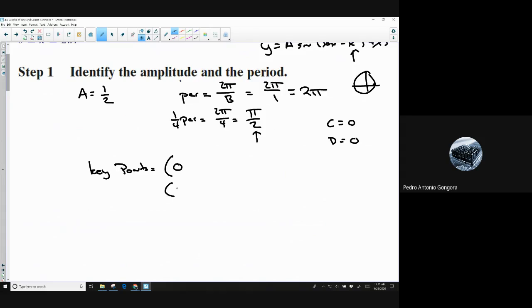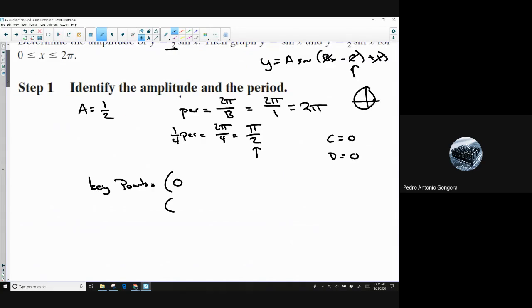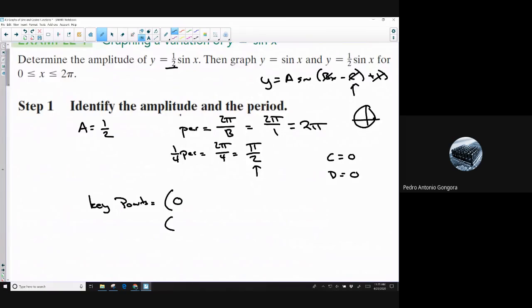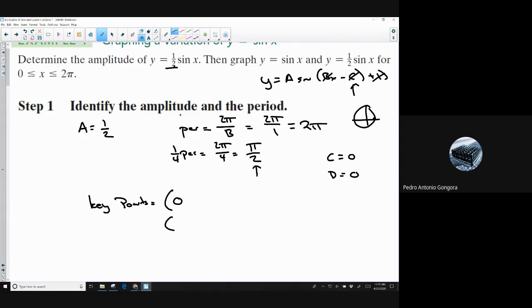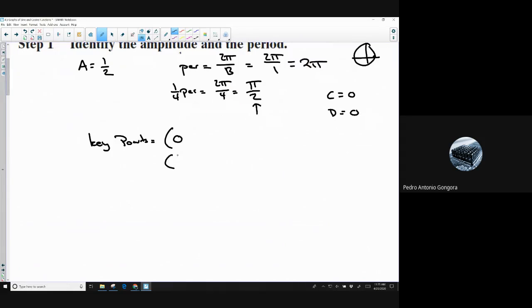These are angles, right? Their input into a sine or a cosine function is an angle, okay? All right, so my next key point is pi over 2 later. So if my first one's 0, I add pi over 2. If I add another pi over 2, I get pi. If I add another pi over 2, I get 3 pi over 2. And if I add another pi over 2, I get 2 pi. I need 5 of them. I got 5, okay?